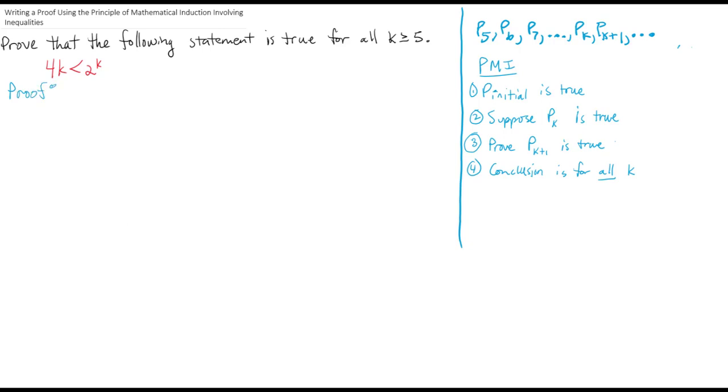First thing we want to do is write the word proof. And we want to show proposition of 5. So why don't we start with 4 times 5? And we're going to observe that expression. What is 4 times 5? Well, we know that is in fact less than 32. And what does 32 equal? 32 is equal to 2 to the 5th.